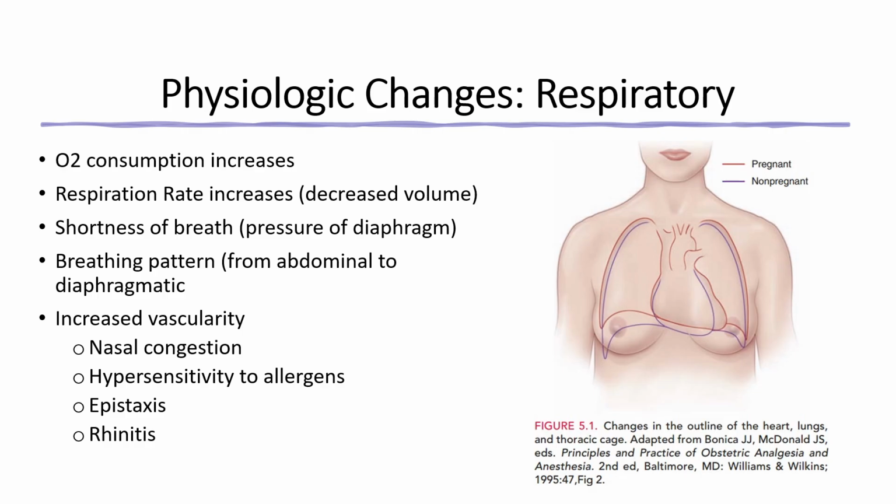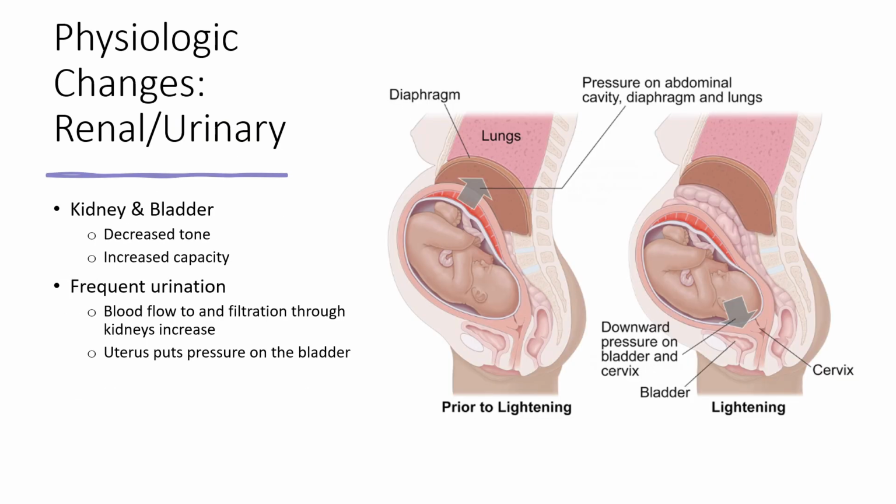They may also have difficulties breathing due to nasal congestion or allergies or epistaxis, which is nosebleeds. A lot of allergies and things like that may increase based on the vascularity that occurs during pregnancy. All right, we talked about the respiratory system. Let's go into the renal and urinary changes.